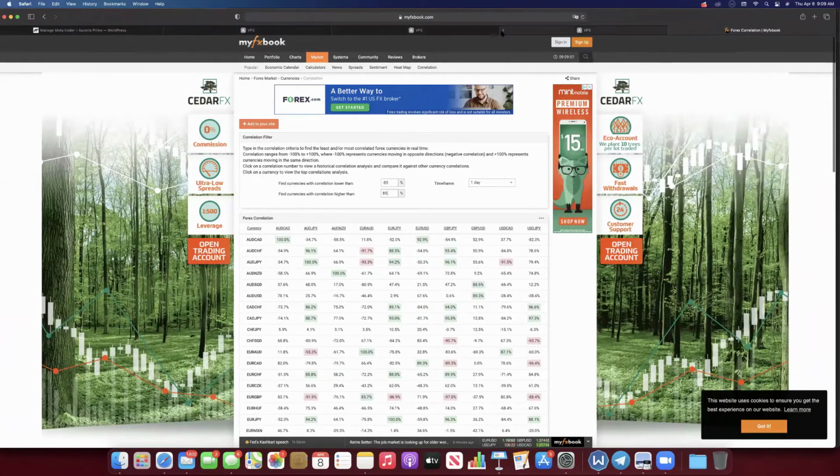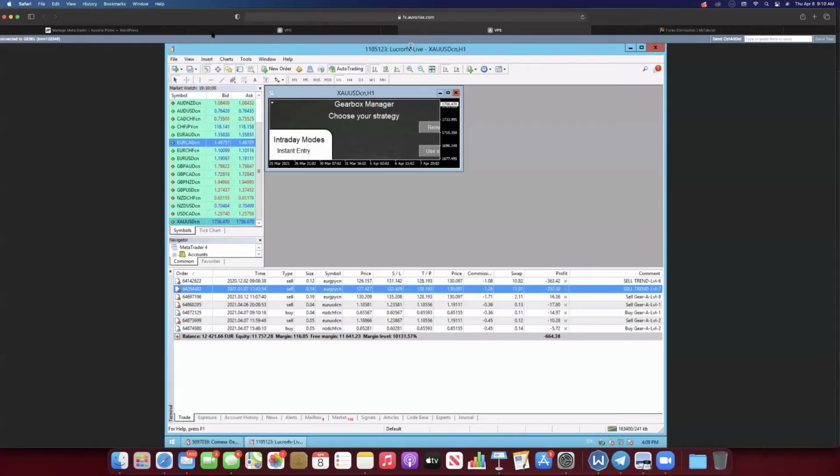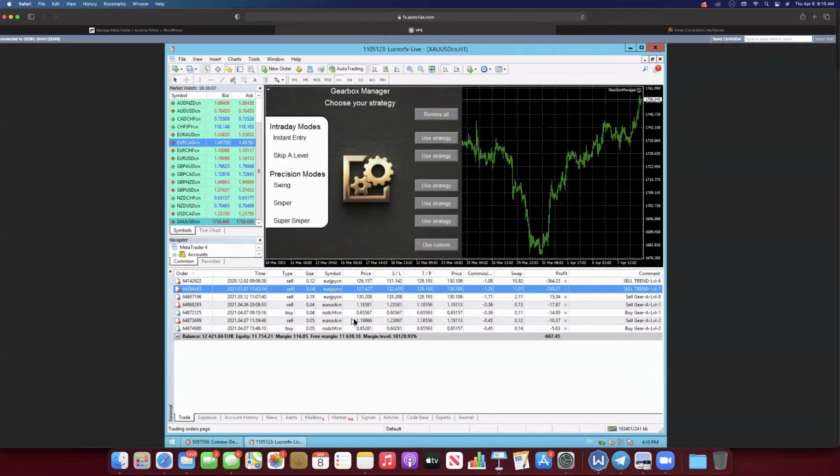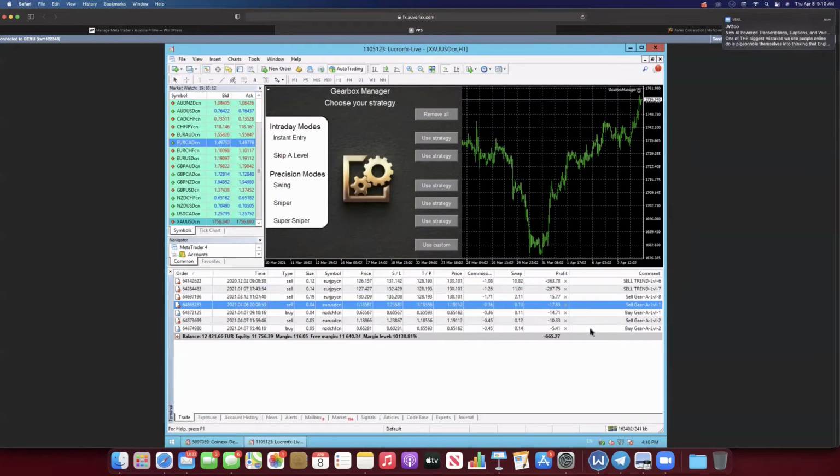So we'll get back into the VPS here and shut these ones down. So if we come into this VPS, obviously we got our manager. Again, ignore the EJ trades. These are all from prior strategies. This is all right now skip a level, as you can see. 1 entry, 2 entry.